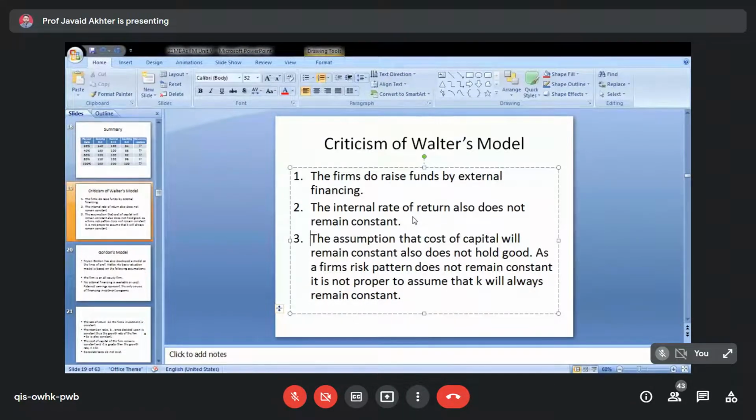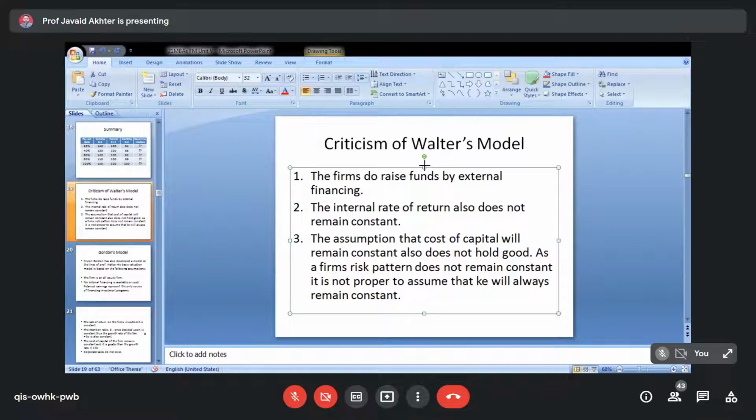Do you agree with this statement? When the risk changes, KE should change or not? As the risk increases, KE also increases or decreases? Increases. Naturally, KE will also increase.